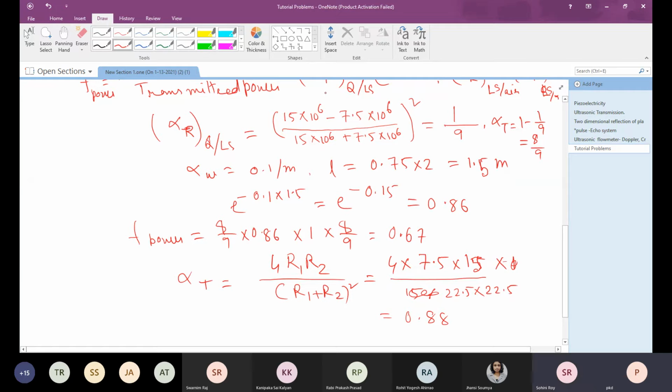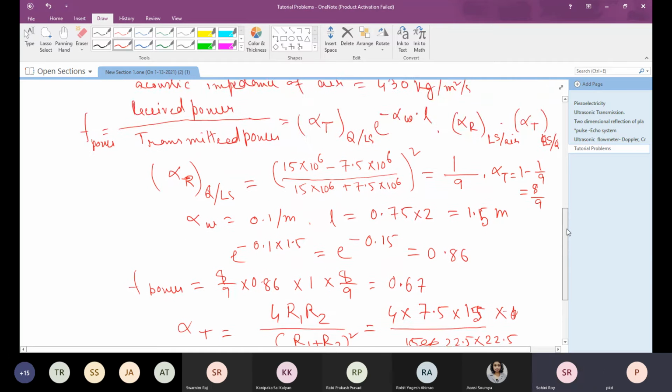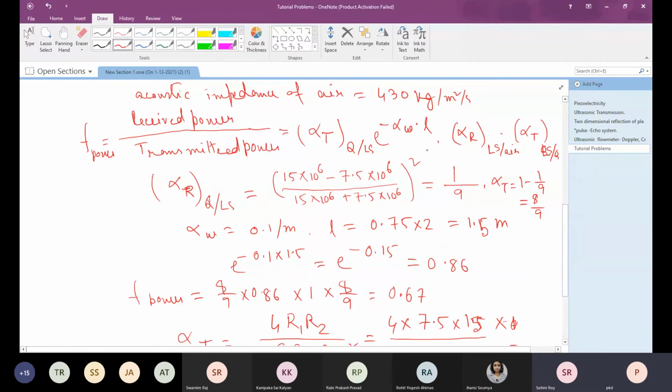Sir, we are not considering the power attenuation factor here. Power attenuation where? Sir, in calculating this, there is one attenuation factor given, that is 1.1 per meter. Oh, okay. So that's why that exponential of minus alpha W L, this one is there. Oh, okay, sir. Yes, sir.